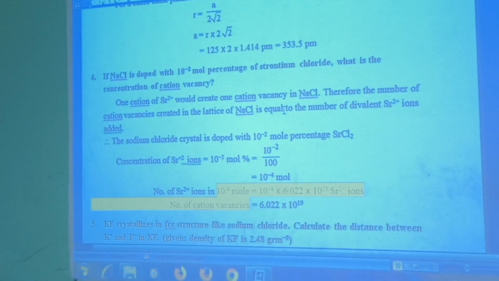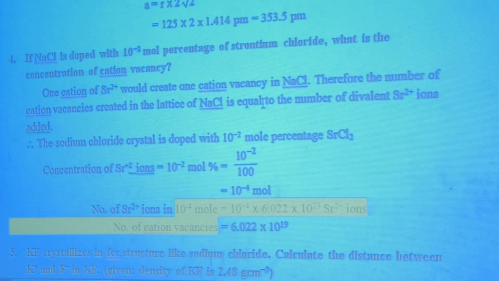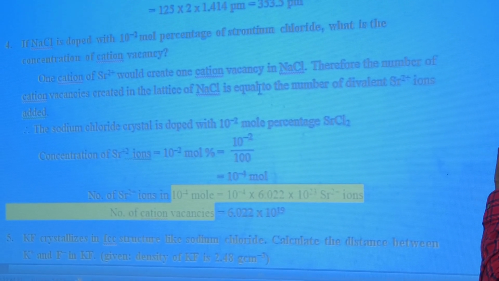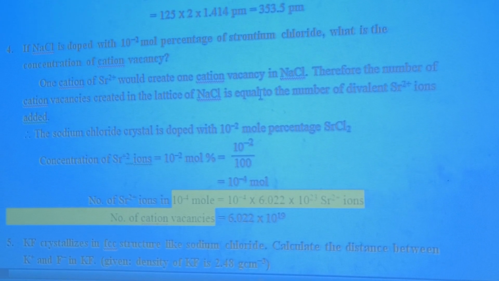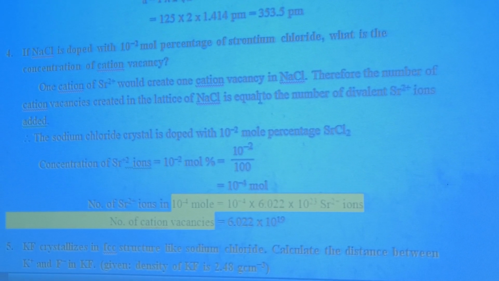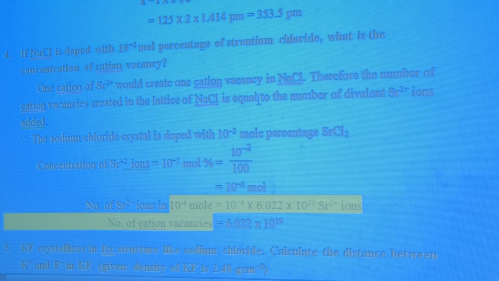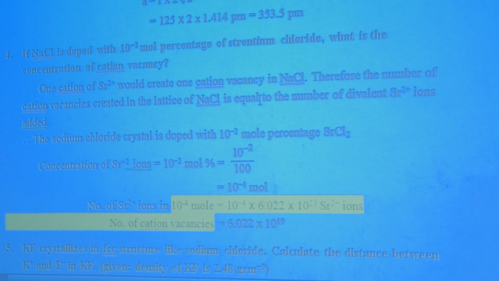One cation of strontium 2+ ion cannot replace one sodium ion. It has to replace 2 Na+. So one cation of Sr2+ would create one cation vacancy in Na+. Therefore, the number of cation vacancies created in the NaCl lattice is equal to the number of divalent Sr2+ ions.